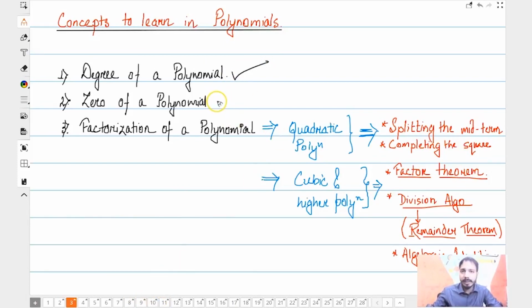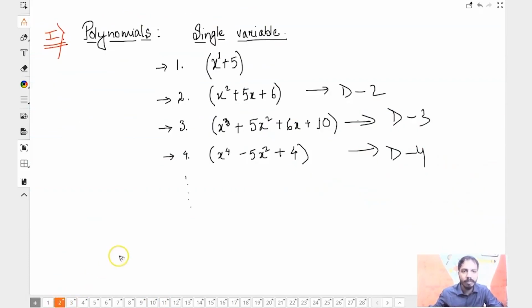Then the second thing is the zero of a polynomial. Now what is the zero of a polynomial? Let us understand it for a single variable. The zero means the value of the variable for which the polynomial will become 0. For example, let us take this. Now if I equate it to 0, what will be the value of x so that this polynomial becomes 0? I can easily solve this.